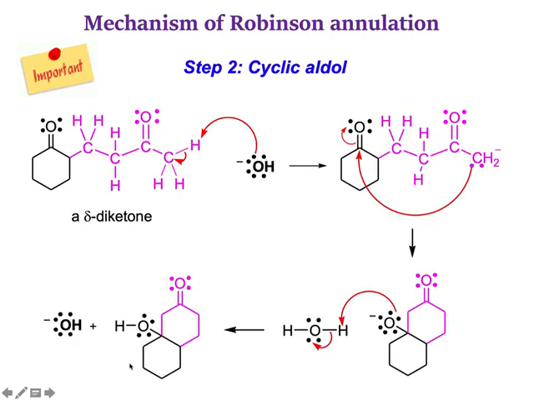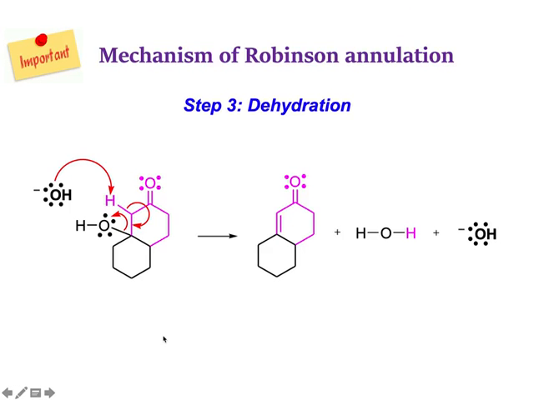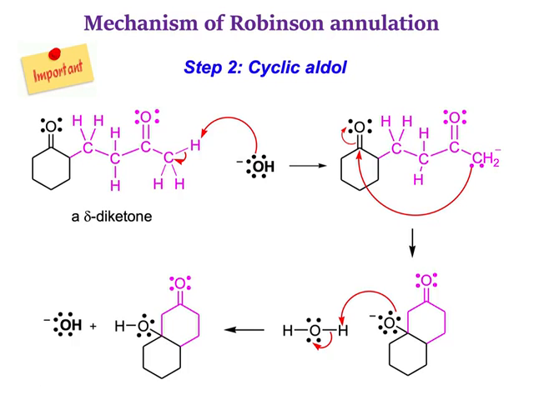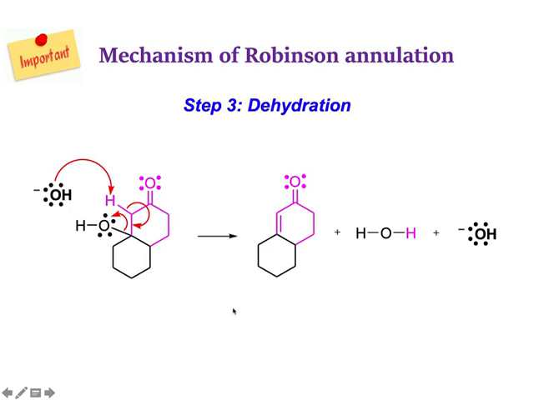Okay, so it becomes the aldol product, and after that the O minus abstracts a proton to become the aldol product. Continue with the aldol product, dehydration. Okay, this one abstracts this proton, so it becomes a double bond here, and this one is left to become water.